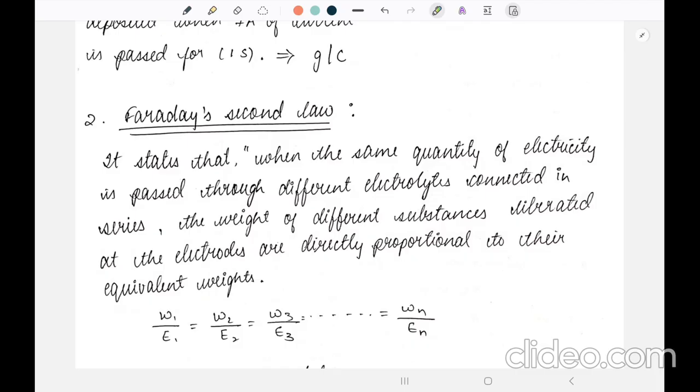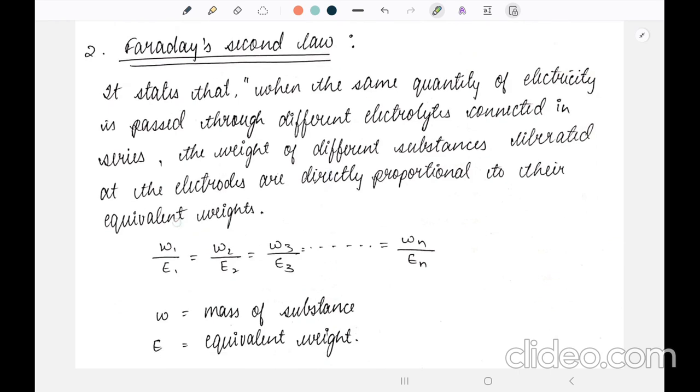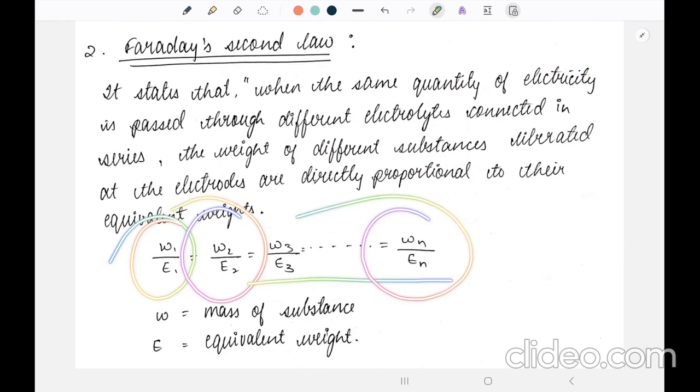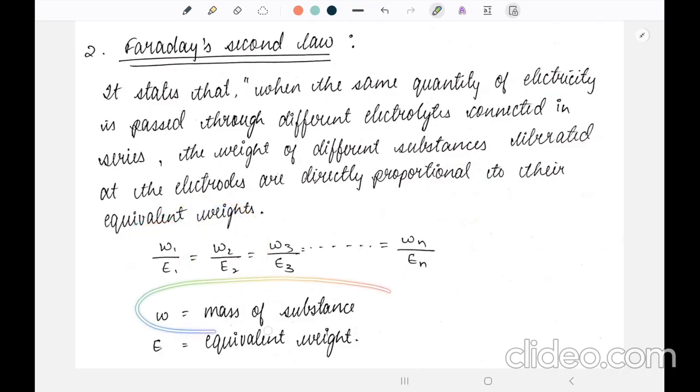Here, equivalent weight is the atomic mass of the metal divided by the number of electrons required to reduce the cation of the metal. So we get W1/E1 = W2/E2 and so on up to Wn/En, where W is the mass of the substance and E is the equivalent weight. Here W by E is a constant for all the values, so they are directly proportional.